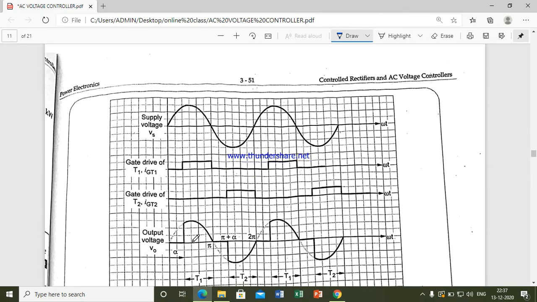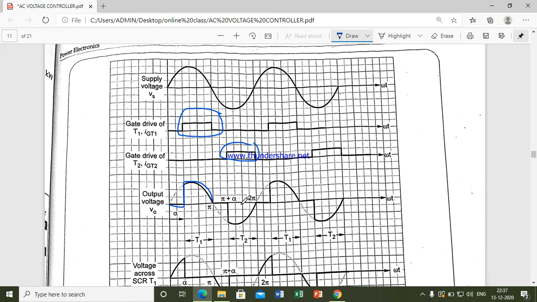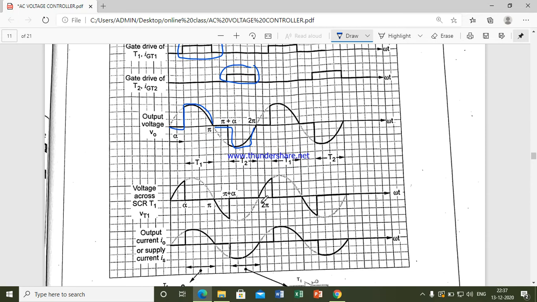Here the output voltage will be controlled by applying the gate drive of T1. Similarly, you apply the gate drive for T2, and there also you control the other output voltage. Like this you have controlled both the positive cycle as well as the negative cycle. So like this you will get the waveform. This is the output voltage we know.